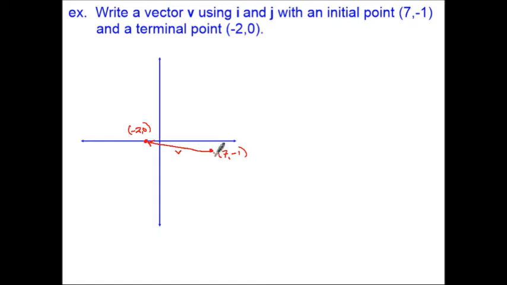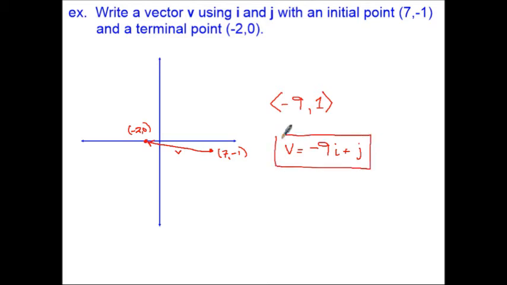Well, I can do some fancy math, but if you look in the x direction, I went from 7 over to negative 2. So basically that means I went negative 9 in the horizontal direction, so 9 left. And then in the vertical direction, I went from a negative 1 up to a 0, so I end up positive 1. The regular component form would look something like that, but in i and j form, that equates to v equals negative 9i plus 1j. That's how you can write the vector v that way.